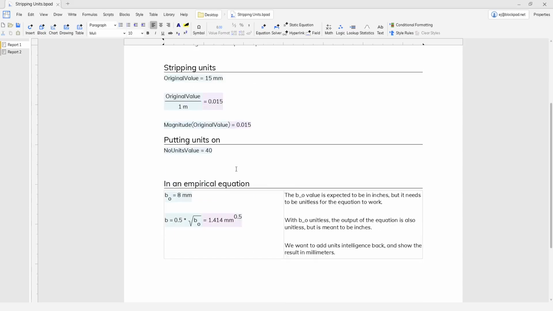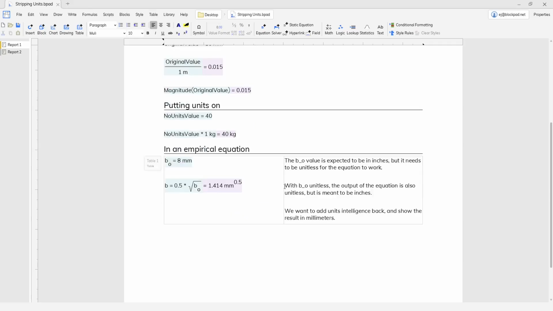Now, putting the units on is much more straightforward. We're going to open an equation, click this value, and multiply it by 1 in the units that you want to tack on. So multiply by 1 meter, multiply by 1 kilogram, whatever it is.